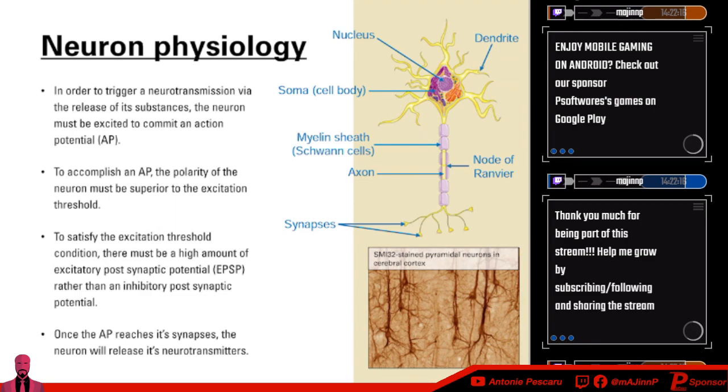I didn't really mark it. That's a mistake in the presentation over there. But once the action potential reaches its synapses, the neuron will finally be able to release its neurotransmitters, and we're gonna see that right away.